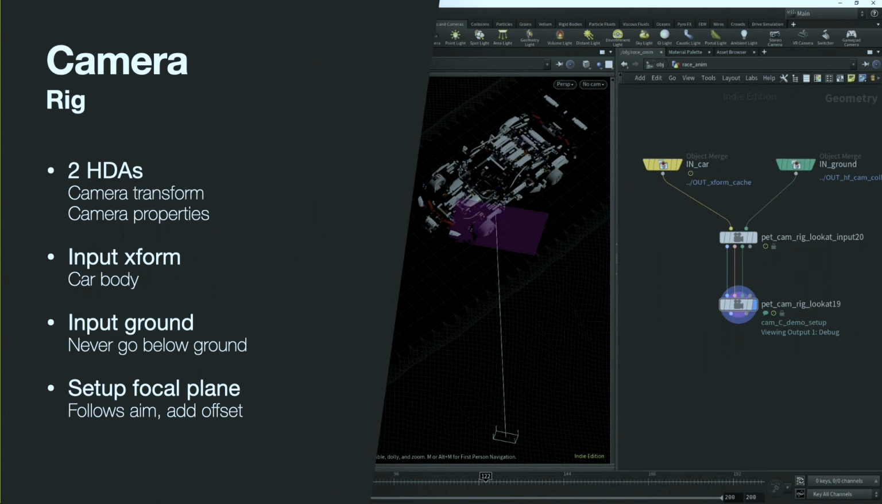These two nodes are taking an input. It can be any node, any input that has a transform. So this transform will be used to drive the position of the camera. And then it also takes the ground input. So we don't want the camera to go beneath the ground. This is just a simple way to make sure that you have some collision with the ground, so the camera will never go beneath the floor.